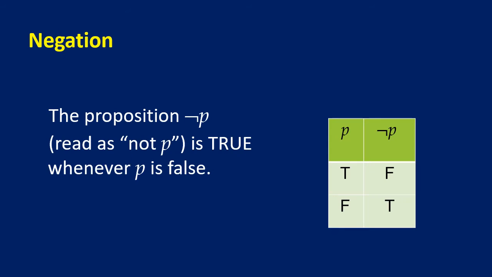The negation of a proposition is just the opposite, no? For the proposition P, this is read as not P, or sometimes we read this as the negation of P. It is true whenever P is false. So this would be the truth value. Take note that for P, there are only two possibilities. It is either true or false. If P is true, of course, its negation would be false. And if it is false, its negation would be true. Simple, right?